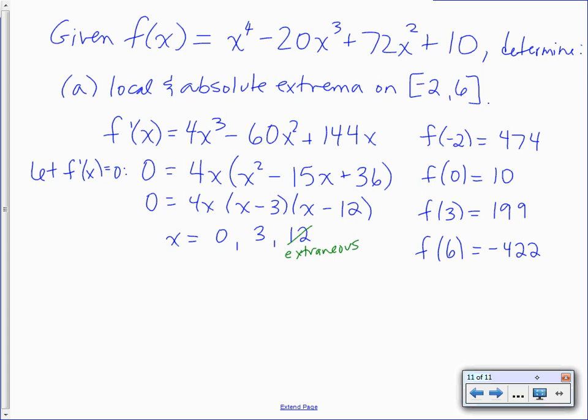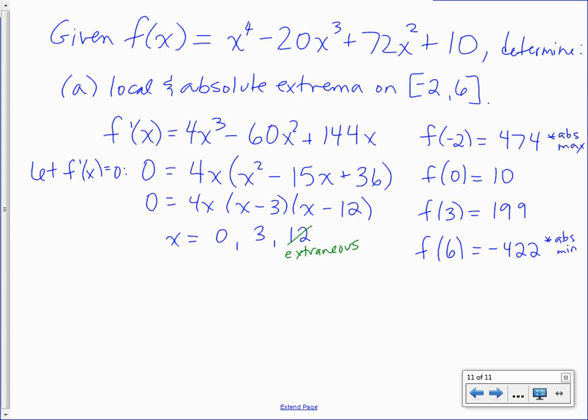You look there. What's the biggest of all the numbers? So this is going to be your absolute max. So it also will be a local max. You don't have to say local and absolute. If you say absolute, it's understood. It's also a local. And then I look at the numbers, and can you obviously tell the absolute min? Negative, only -422. So there's my absolute min.